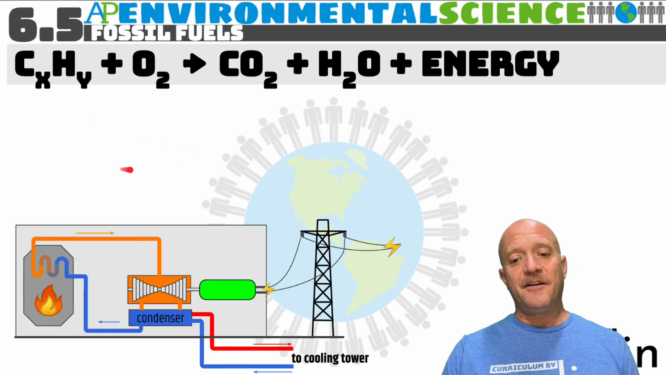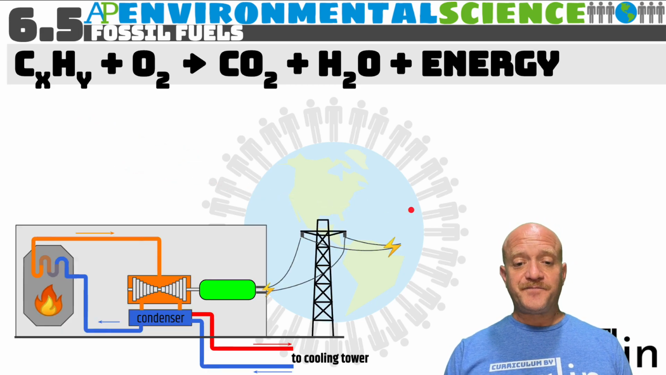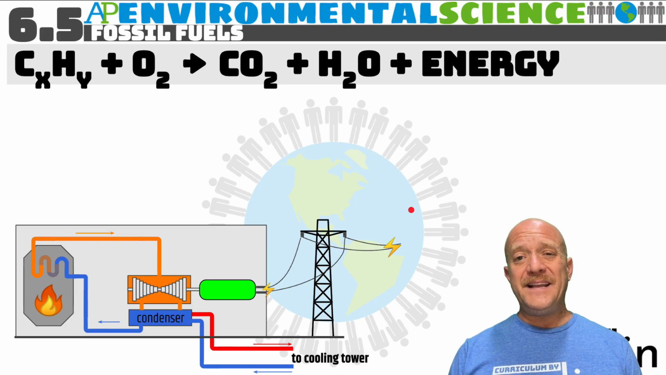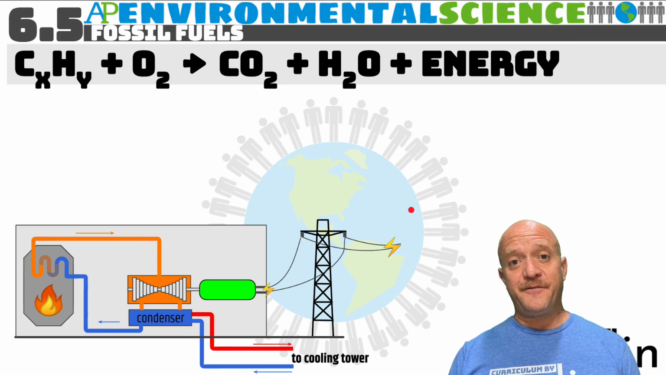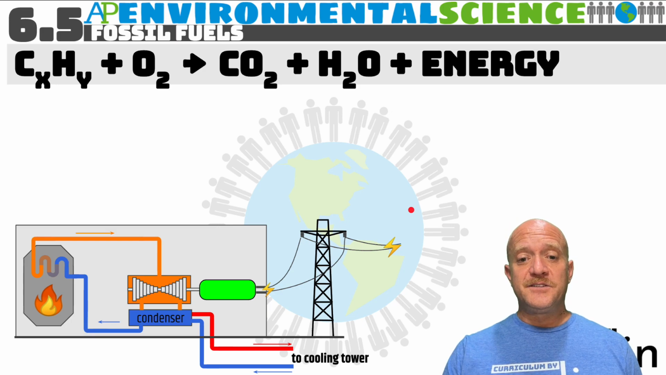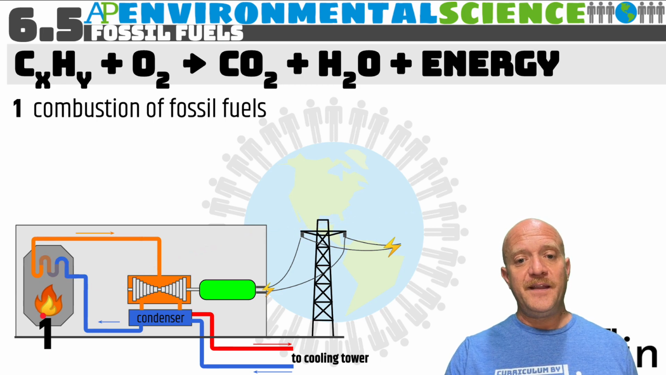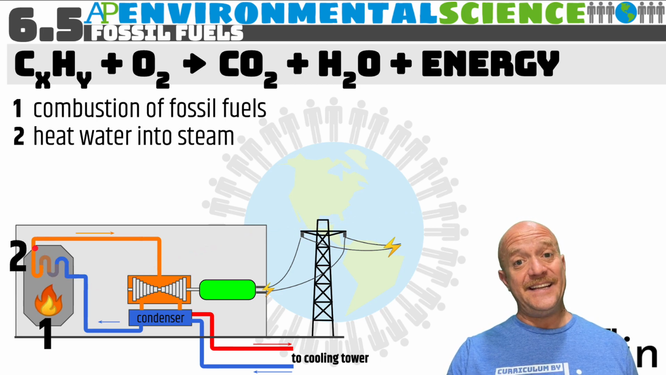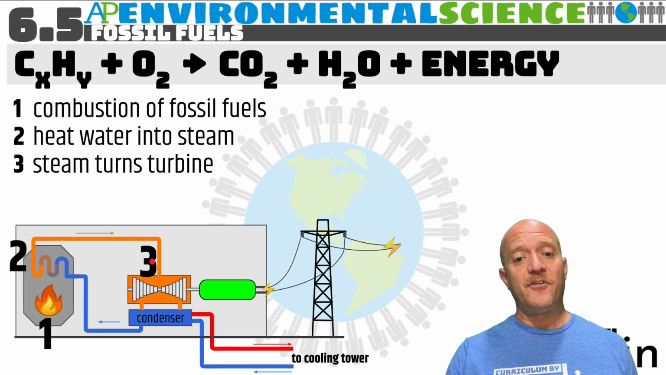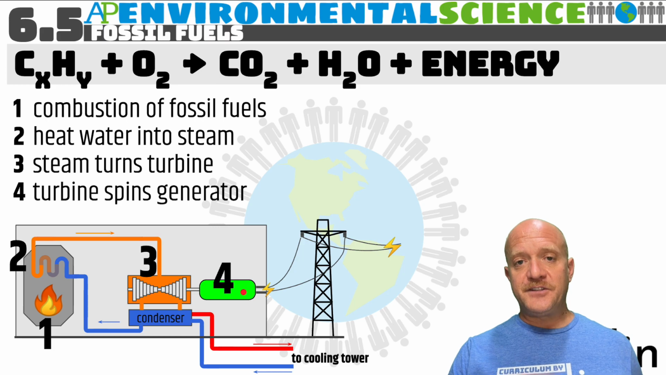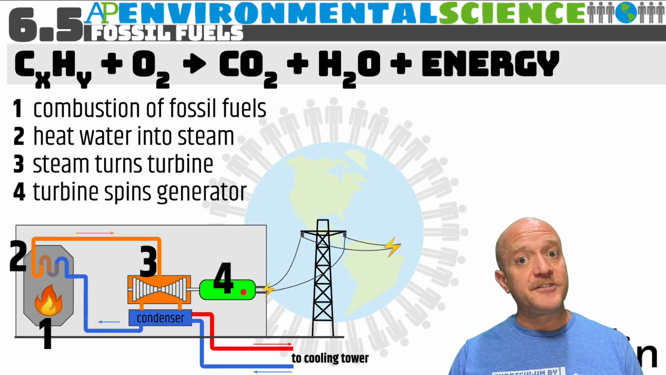Now you will see a diagram like this, and this diagram is the basic layout of the setup to generate electricity from fossil fuel combustion. So the first thing you need to do is combust these fossil fuels. In this furnace, it will heat water and turn it into steam. That heated water will then travel over to a turbine, and it will spin this turbine really fast. The turbine is attached to a generator. So when the turbine spins, the generator also spins.